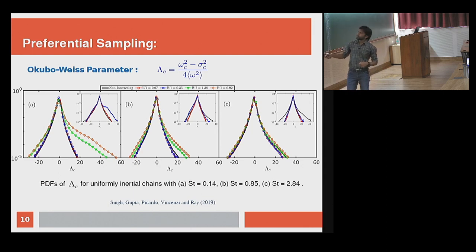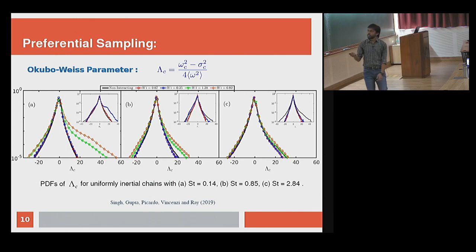Now, if I increase my Stokes number, I am increasing my inertia. Inertia will lead these chains to go out of the vortices and into the straining zones, and straining zones have negative values of lambda. So when the Stokes number is increased from 0.14 to 0.85, the positive tail gets thinner and thinner, and it gets more symmetric about 0. And still, going further, when Stokes is 2.84, we see that the trend continues and they become more and more symmetric about 0.